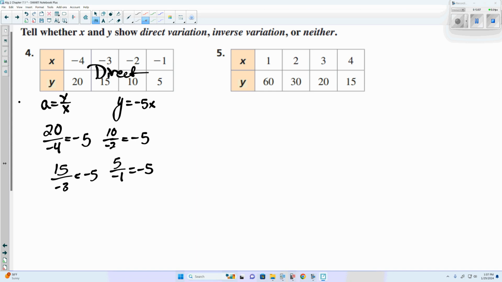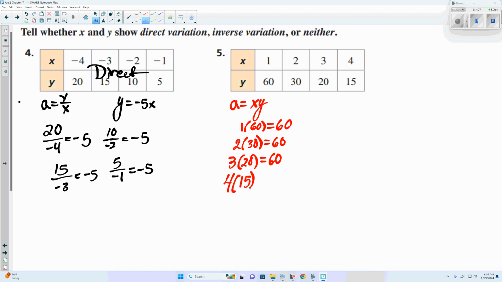How about number 5? Okay, we can do inverse first. So we can do 1 times 60, which is 60. 2 times 30. 3 times 20. It is indeed 60. What's 15 times 2? 30. Multiply by 2 again? 60.